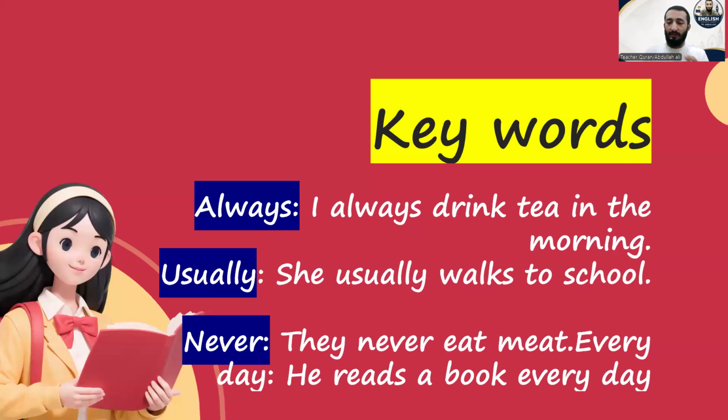Let's have the keywords real quick. We can use always. I always drink tea in the morning. That means I do this all the time. She usually walks to school; usually means about 80%. Never means it never happens. They never eat meat. He reads a book every day. He never reads a book. So we can use these keywords to express your thoughts or to express this tense.